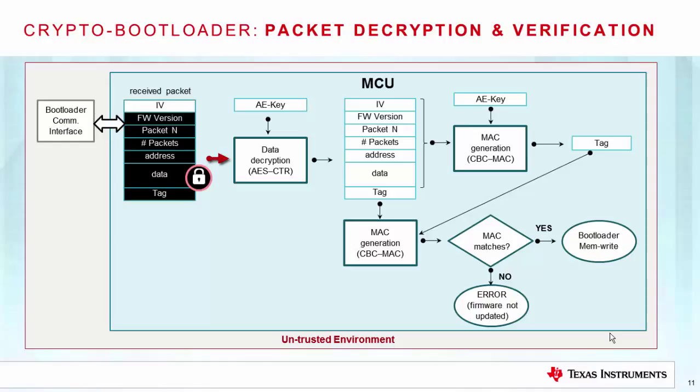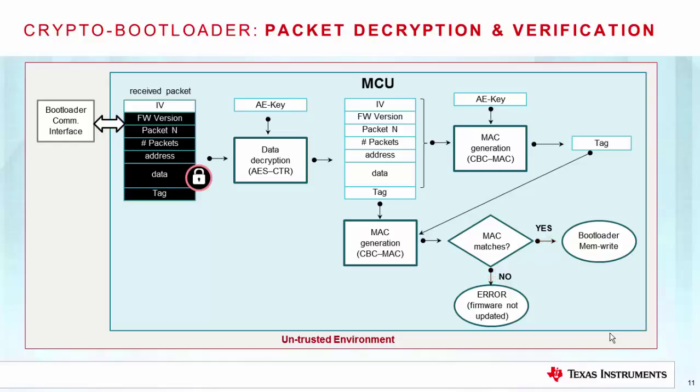Each packet will first be decrypted. The MAC algorithm will then generate a tag of the resulting plaintext data. The computed tag and the tag received along the firmware image are then compared. If the tags match, the firmware will be loaded into memory by the bootloader. If they don't, an error message will be sent.